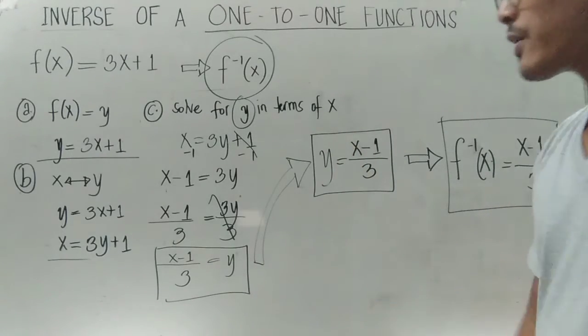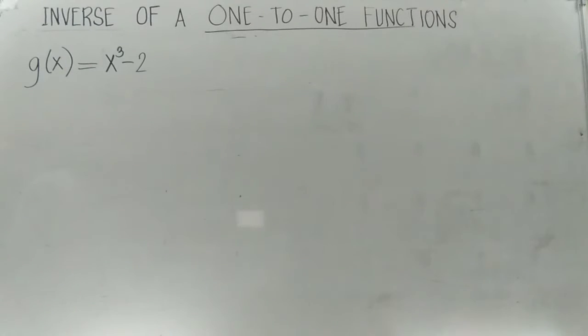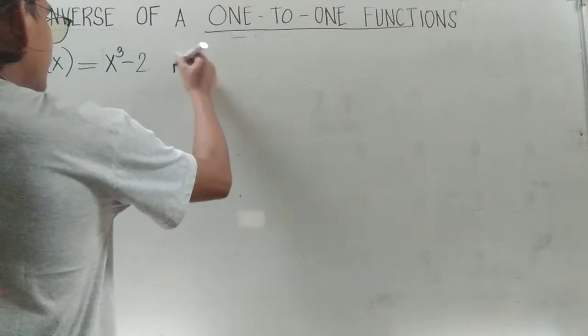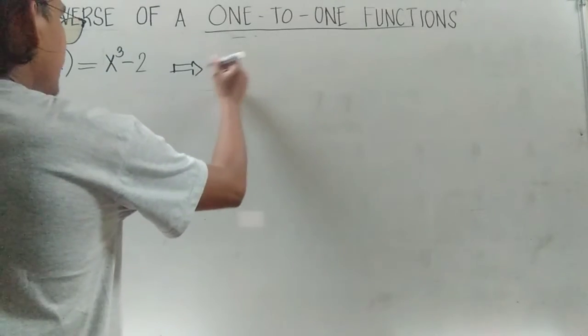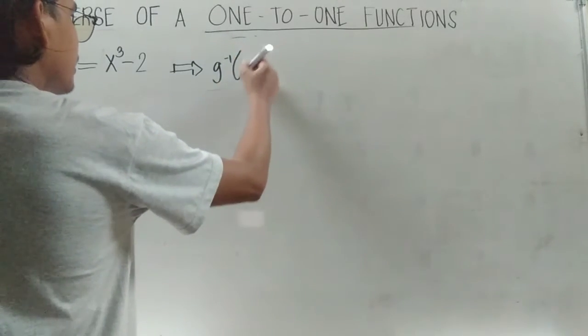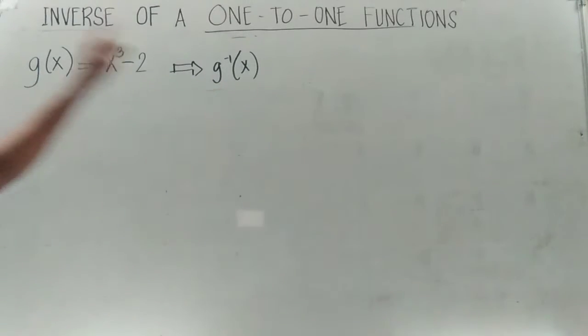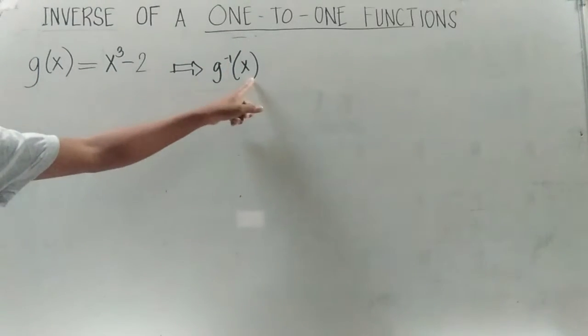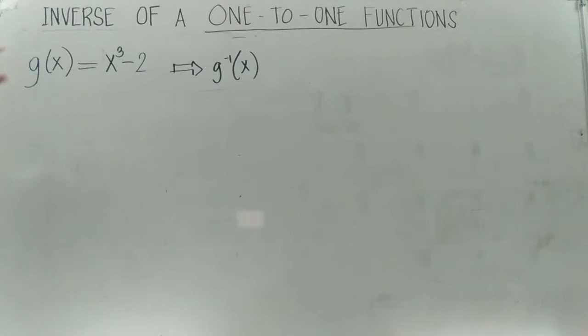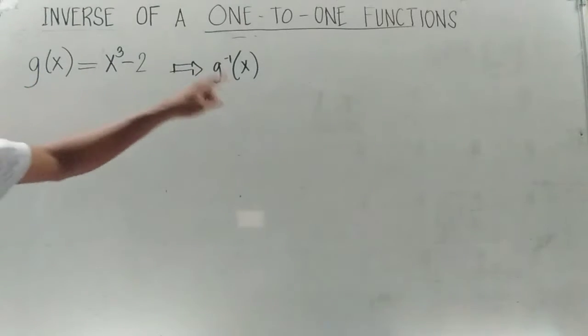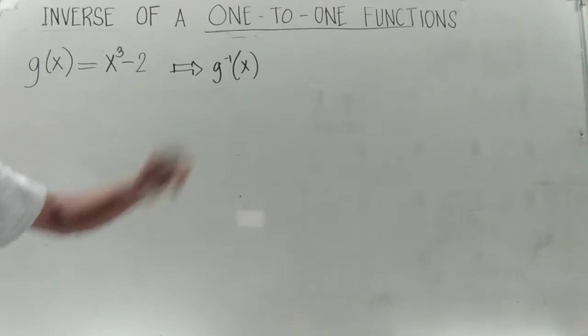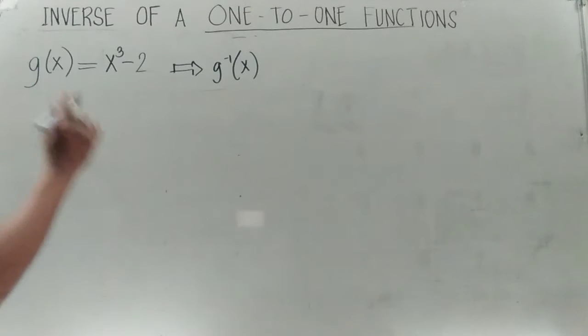So let's go to the next example. Okay, for your next example, we have g of x equals x cubed minus 2. So we will be solving for the inverse of g of x, denoted by this. If it is f of x, we have f inverse of x, but this time we have g of x, so we have this notation g inverse of x. Okay, so I guess we were clear on that.